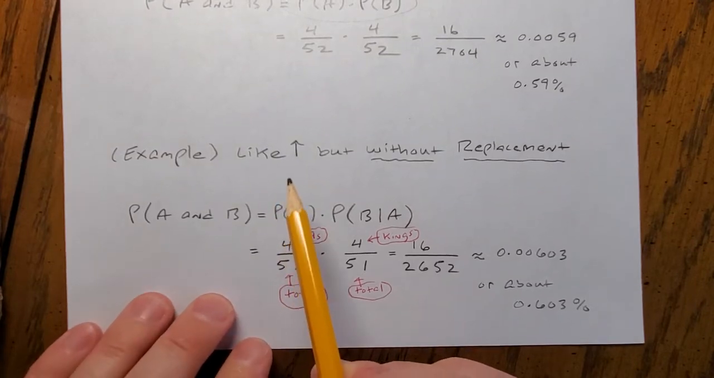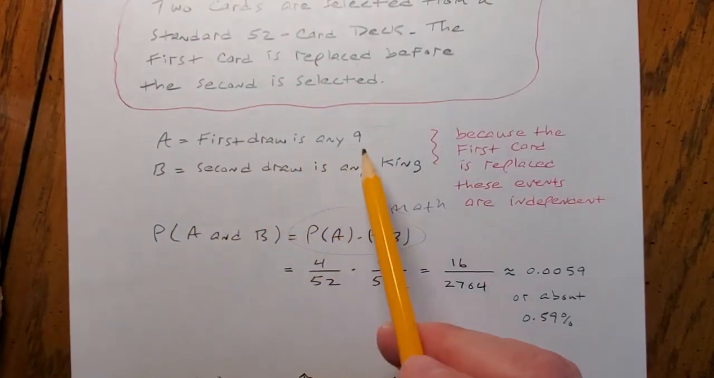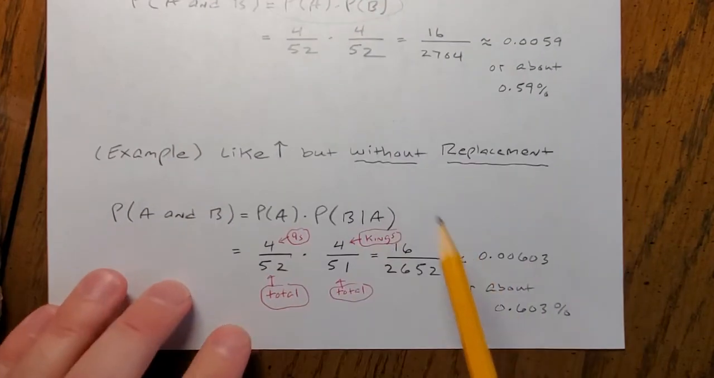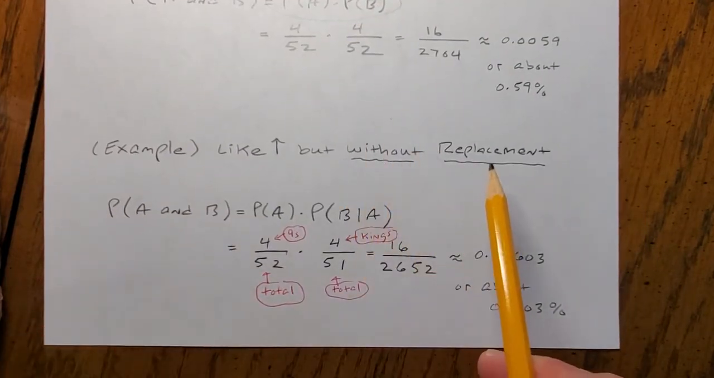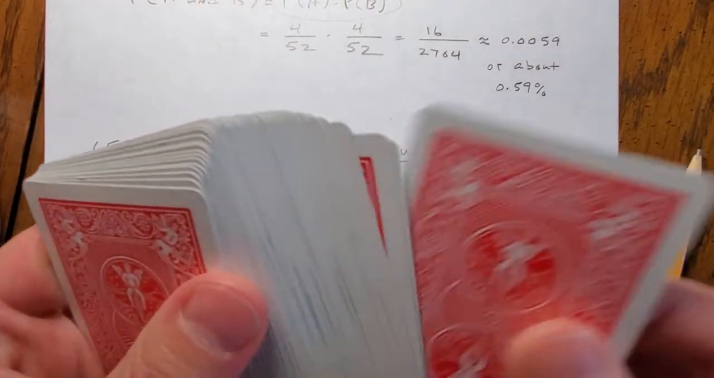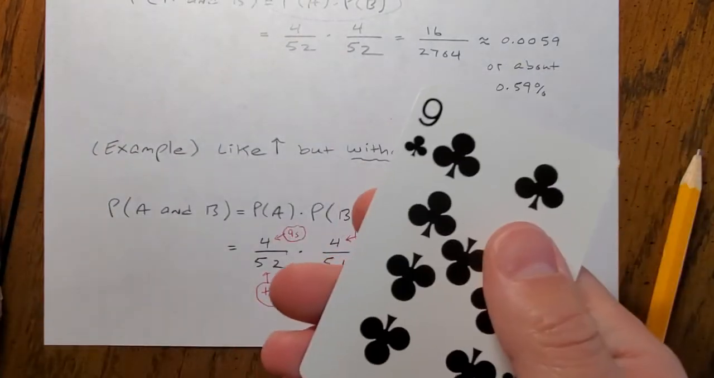Okay, with events A, the first draw is any 9, and event B, the second draw is any king. But I'm not going to replace the first card I take out, okay? Now, that does change everything about this. But let's say I got this deck of cards. I pick one at random. Sure enough, it's a 9.